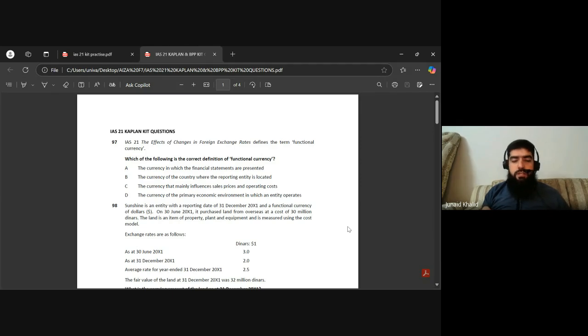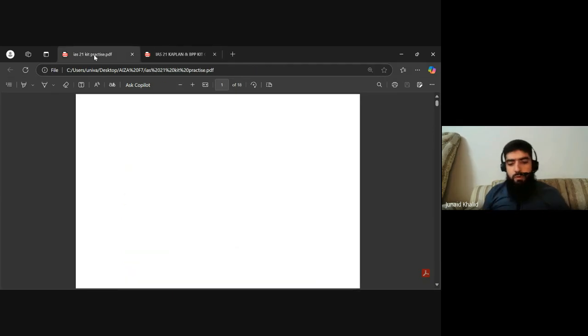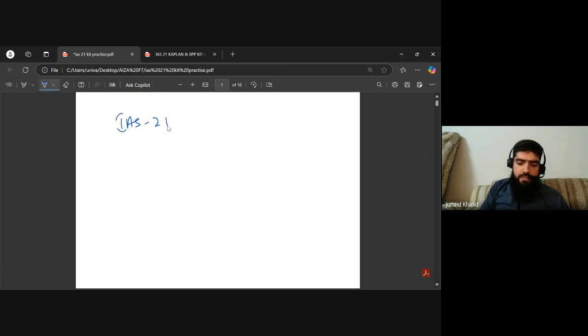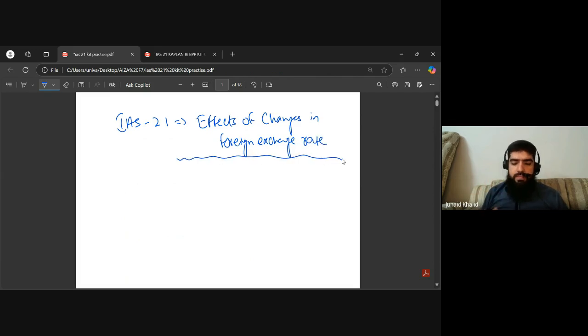Today we are going to discuss IAS 21. The name of this standard is basically foreign currency transactions, but officially we call it the effects of changes in foreign exchange rates. There are a few important things that we need to understand, and then we are going to practice it.